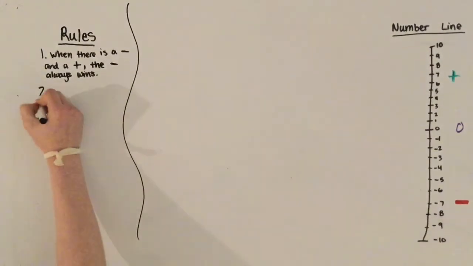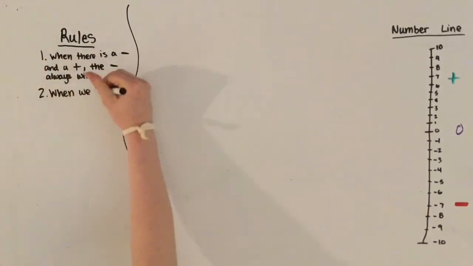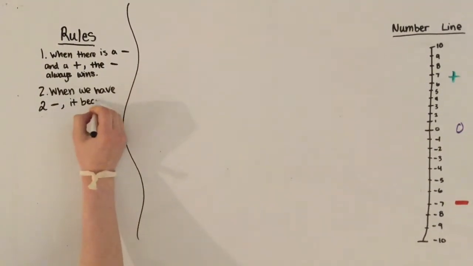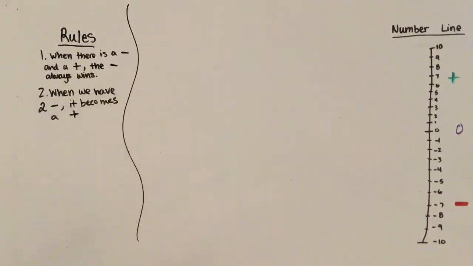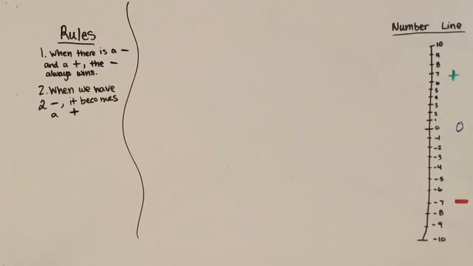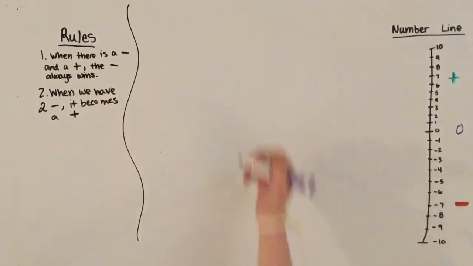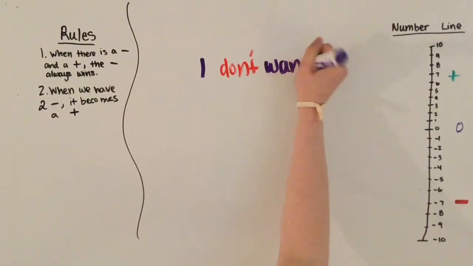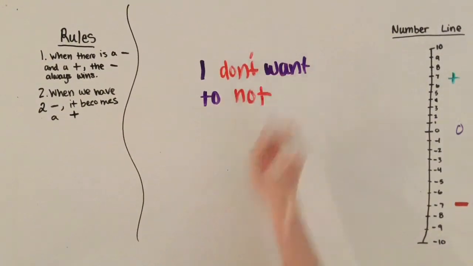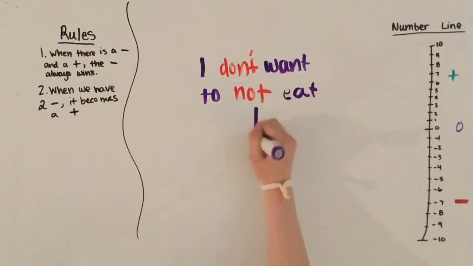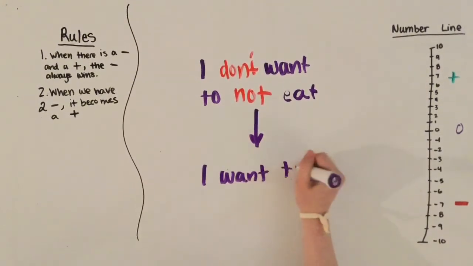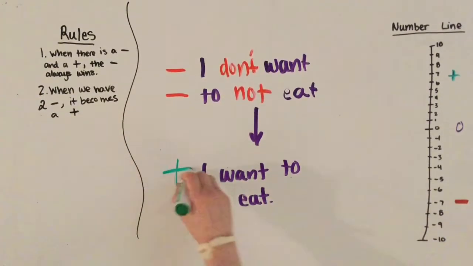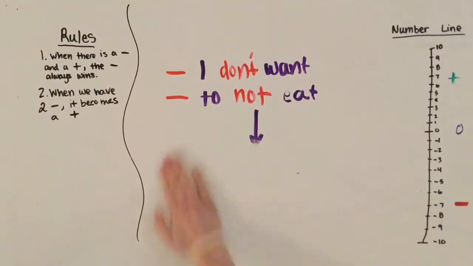Now let's do some subtraction problems, and that gives us another rule. When we have two negative signs next to each other, it would create a positive sign. It's a little bit complicated, so we can use this example. If you were to say, I don't want not to eat, which is a weird way to say it, you would basically just be saying, I want to eat. So those two negatives, don't and not, create a positive statement. It's the same thing in math.